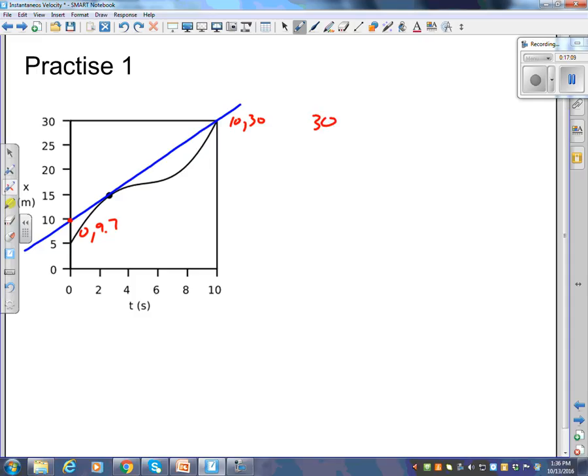So we're going to go 30 minus 9.7, which is 20.3. And my x is going to be 10 minus 0, which is 10. And so I get 20.3 divided by 10, or 2.03 meters per second. Okay? Absolutely. That's in the right ballpark. Anywhere from about 1 to about 3 is good enough.